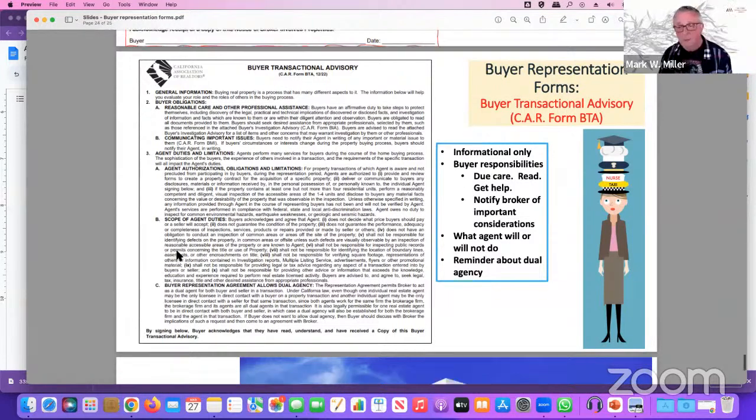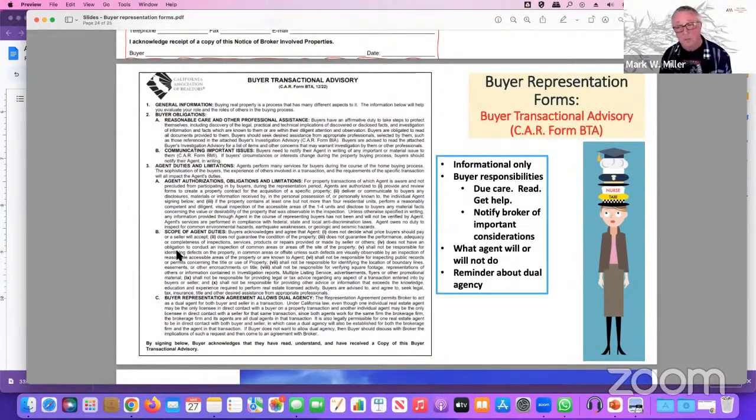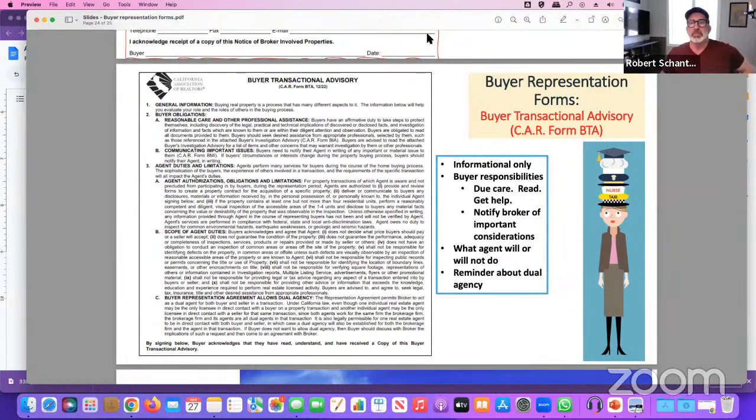So this is kind of like the buyer inspection advisory, which is attached to the purchase agreement. It tells the buyer what they should be doing and watching out for. Same thing here, the buyer transactional advisory: what they should be aware of, what their responsibilities are, what the agent's responsibilities are, and so forth. So it's just an advisory. And you'll see in the blue box, it outlines the buyer's responsibilities, what the agent will do or not do, and a reminder about dual agency.